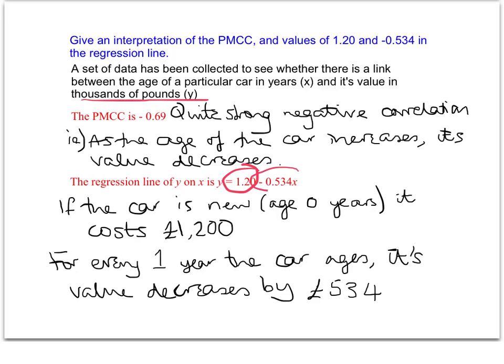And the minus 0.534, the gradient. A gradient means for every 1 across, that's what you go up or down. So in this case, 1 across is the car aging by 1 year. So for every 1 year that the car ages, its value decreases because the gradient's going down. So the regression line would look like this. The value decreases by £534, not 0.534, because it's in thousands of pounds, so you times it by 1,000.